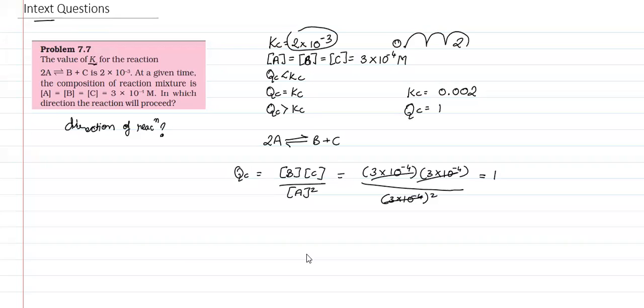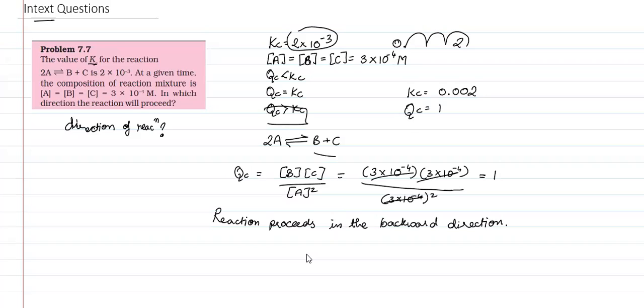So Qc is much higher than Kc. And so this in turn means that the reaction will proceed in the backward direction, which basically means that B plus C will convert to give us A. With that, we're done with problem 7.7. In the next video, we will be discussing how the equilibrium constant helps us figure out the equilibrium concentration.